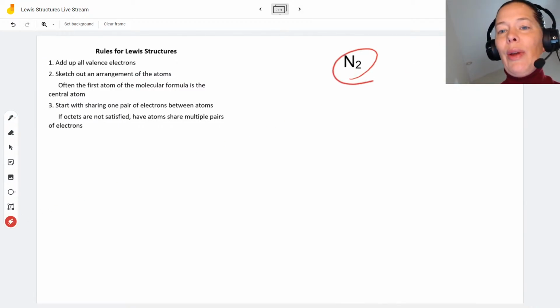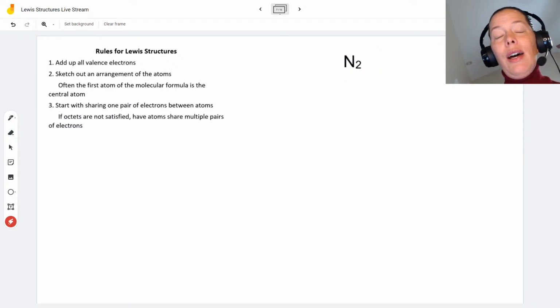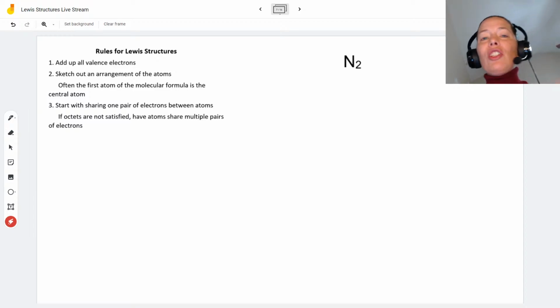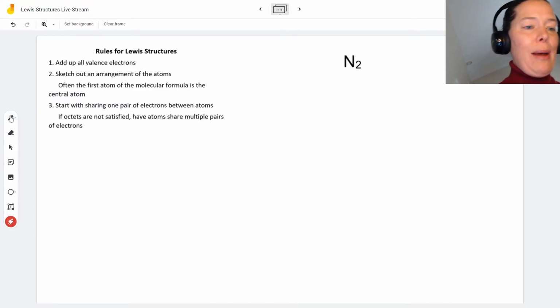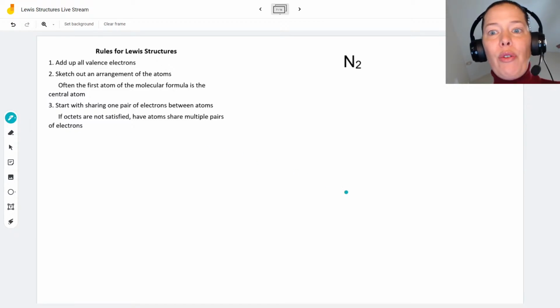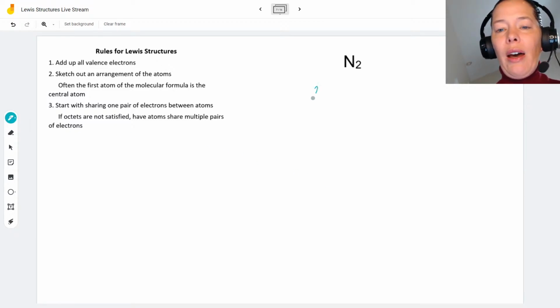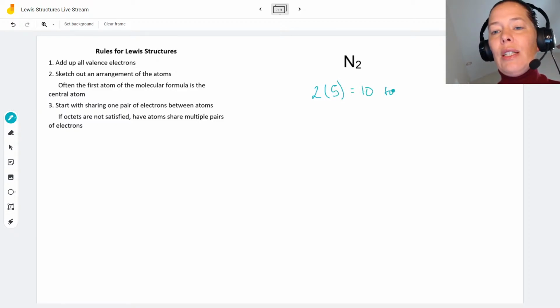So now we've done oxygen gas. Now we're going to do nitrogen gas. Okay, so N2. Again, with this one, just like we saw with O2, there's no central atom, so we don't have to worry about that. Let's get our total valence electrons. So we have 2 nitrogens. Each nitrogen gives us 5. So we have 10 total valence.